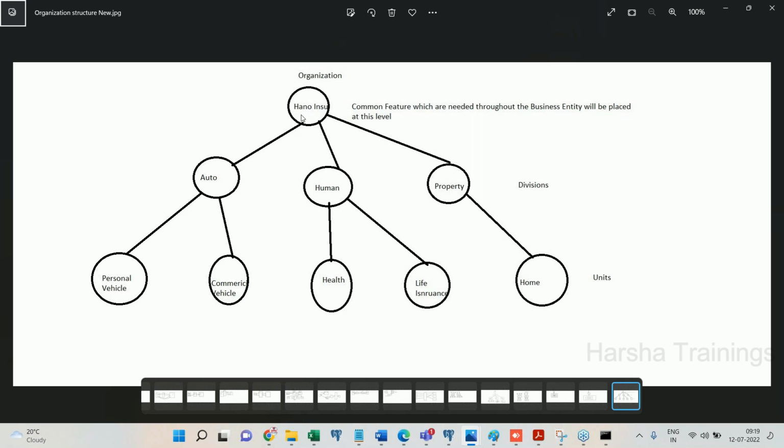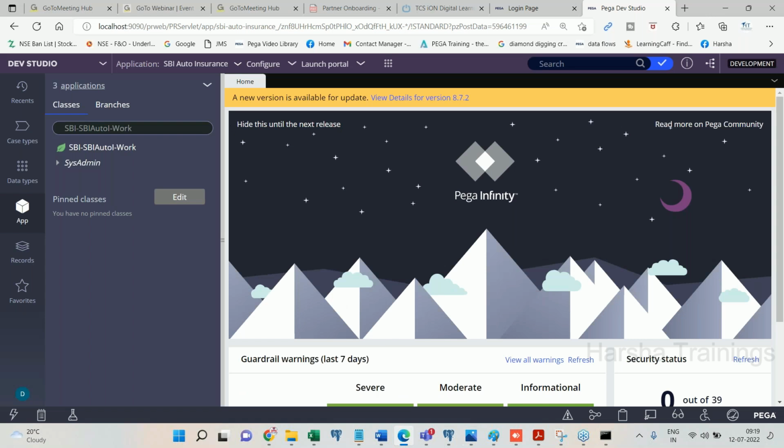The typical organization structure is like this. Under the organization, you will have divisions. Under a division, you will have units. Divisions may have subdivisions, and units usually have subunits. That is possible. But in Pega, you don't bother about navigation.